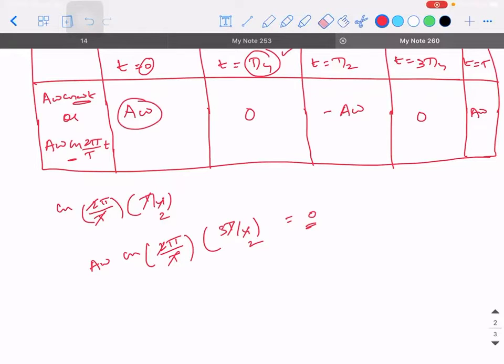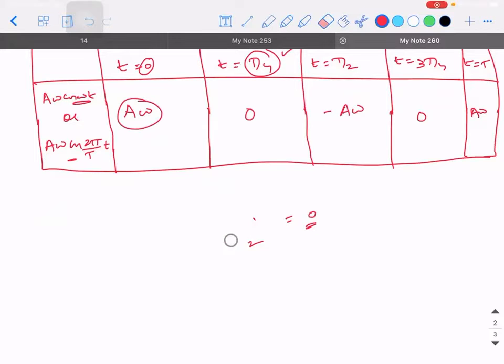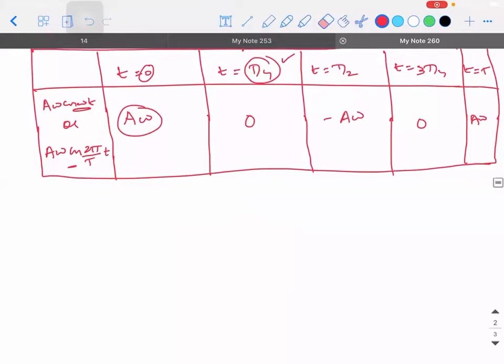Are you able to understand? Sir, cos 3π/4 is not −1/√2. You have 3T/4 and 2π here, and 2 and T will get cancelled. You took 3π/4 only, you didn't cancel T. That is why you got that. You will not get √2 in this expression at all. So you'll get either Aω or −Aω or 0. These are the expressions that you're going to get.